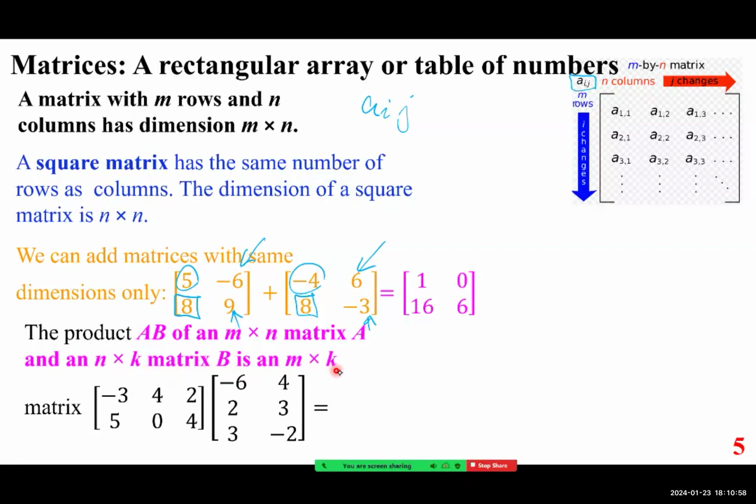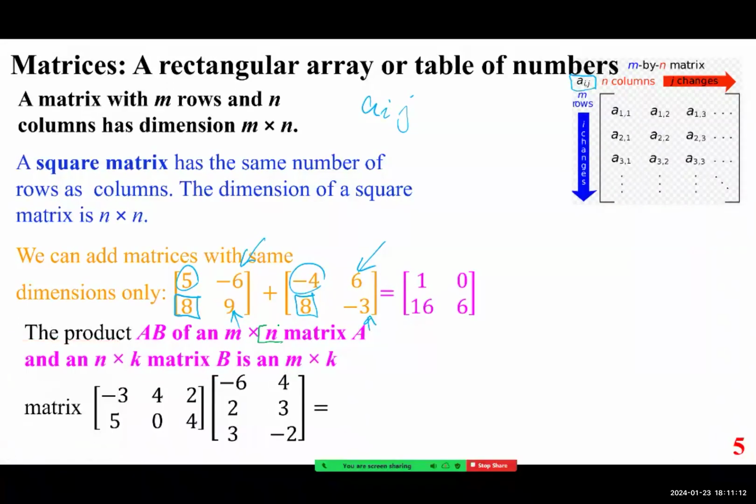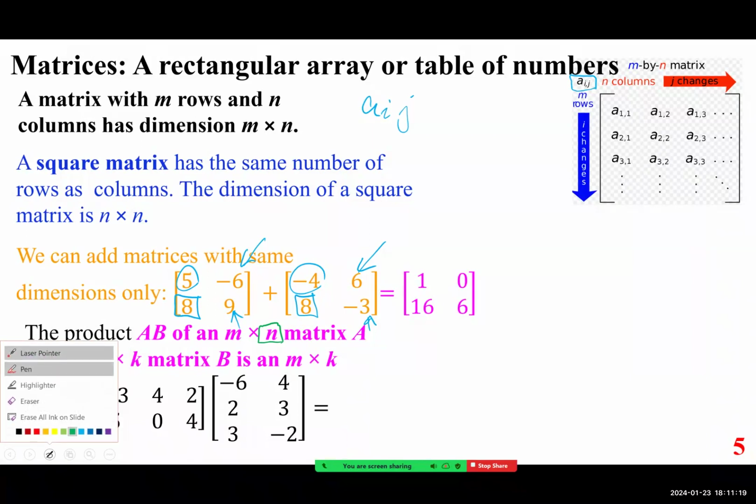K. In other words, you can multiply matrices if the number of columns N, in this case, for the first one, is identical to the number of rows for this one. So when we look at this one, first I want to write the dimension so it becomes clear. I highly recommend you start with the dimension so you know how it works.